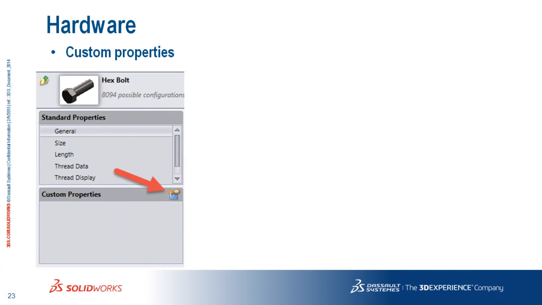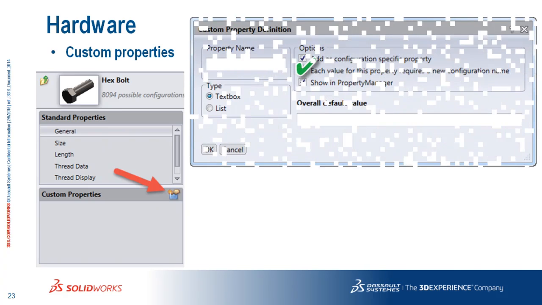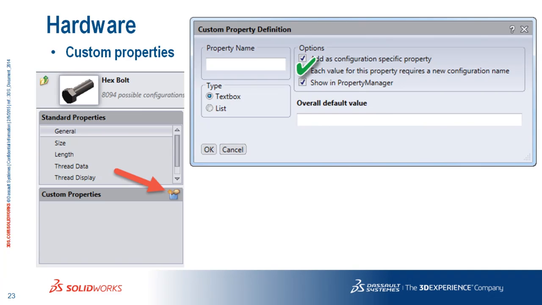All right. Custom properties. So we have our standard properties group, which we just went through, general, size, length, thread depth, all that was in the standard properties. Now we're going to talk about custom properties. Maybe you want to add material, vendors, whatever. Like I said, we can customize this. This little box up here, the big green check mark, I typically recommend this for people. This specifies that you want each custom property to require a new configuration.